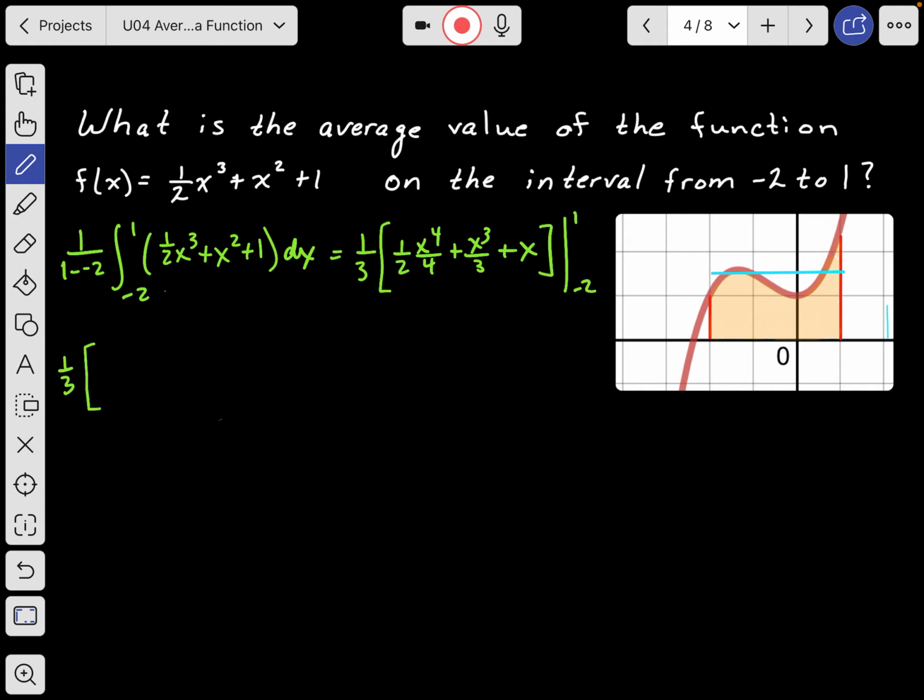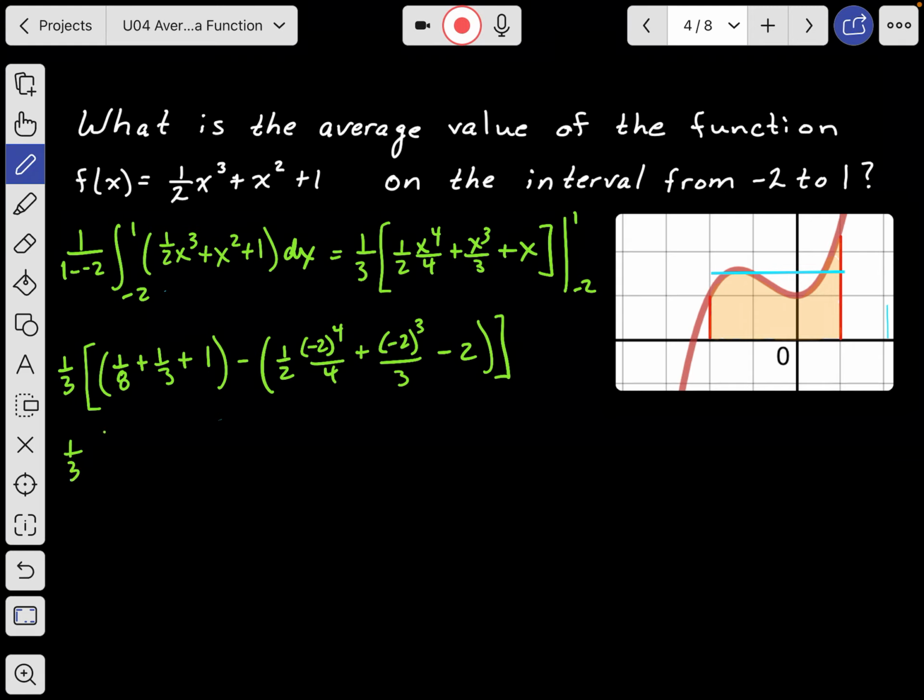All right, so we have a lot of little fraction work in here, so let's be patient. So I'm going to plug in 1. I have 1 to the 4th is 1/4 times 1/2, so that's going to give me 1/8. Plus 1/3, plus 1, and then minus, let's substitute in the -2, so -2 to the 4th over 4, -2 cubed over 3, minus 2.